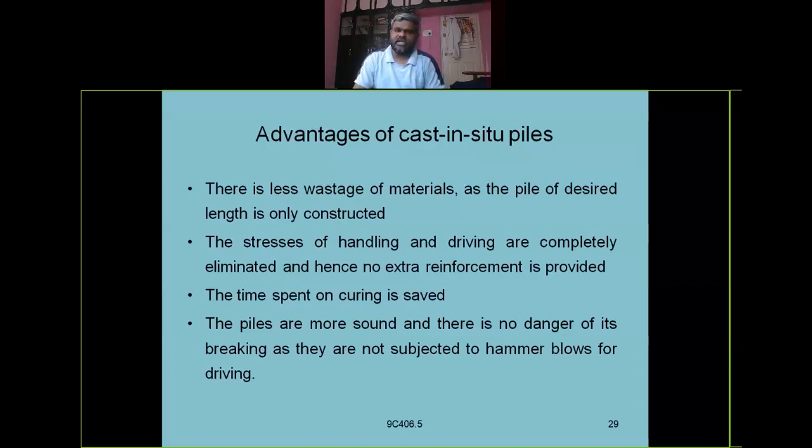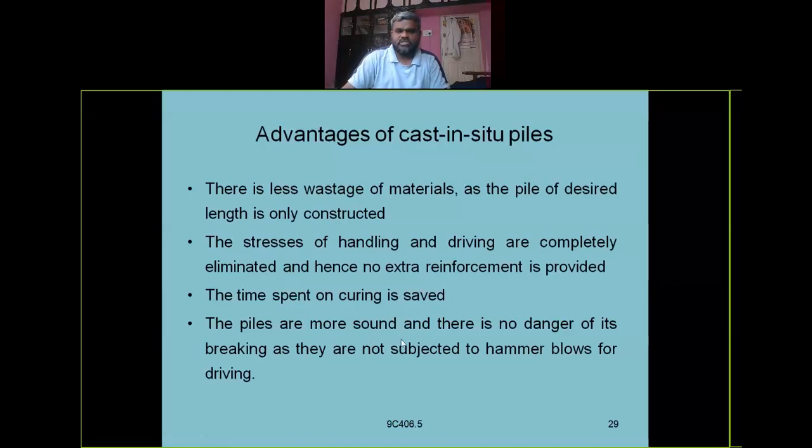The stresses of handling, driving, and transportation are completely eliminated, and hence no extra reinforcement is provided. The time spent on curing is saved. Precast piles have to be cured in the casting yard and also cured after fixing, so the curing time is saved here.